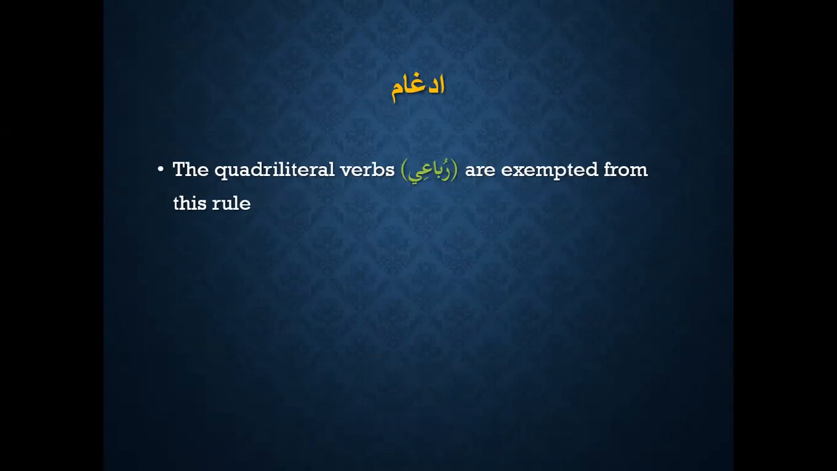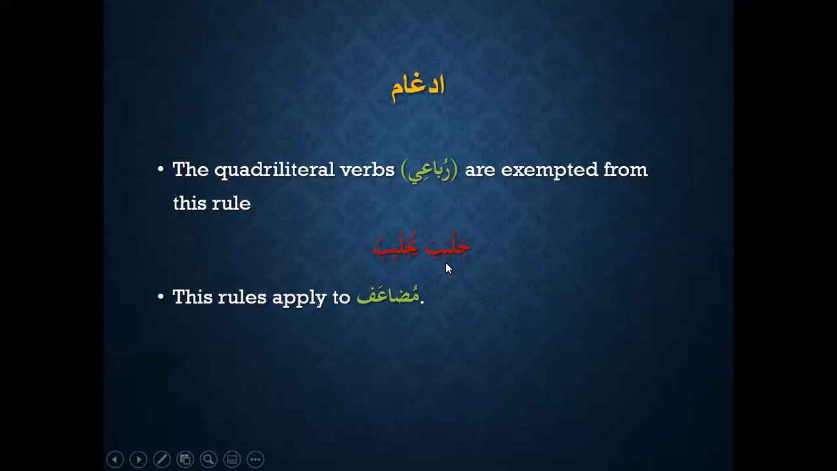And also rubai letter. Another exception is the rubai letter. Rubai are four letters. If there are two letters of the same kind, you do not apply the rule. That was only for thulathi. So jalbaba, you say jalbibu. So you do not change jalbaba into jalabba. You do not do that. This is an exception. You do not make them merge together. Okay, muda'af. So when you have two letters, you do not do that.